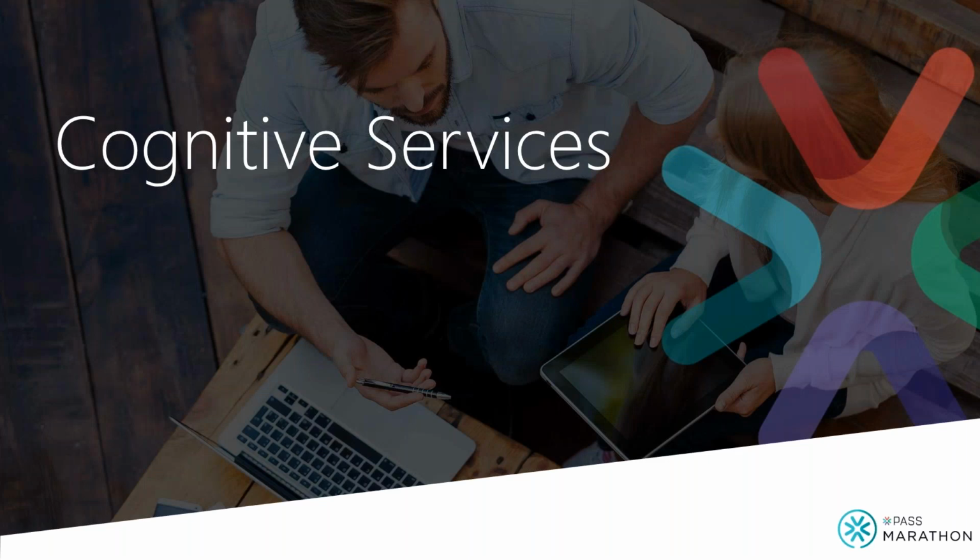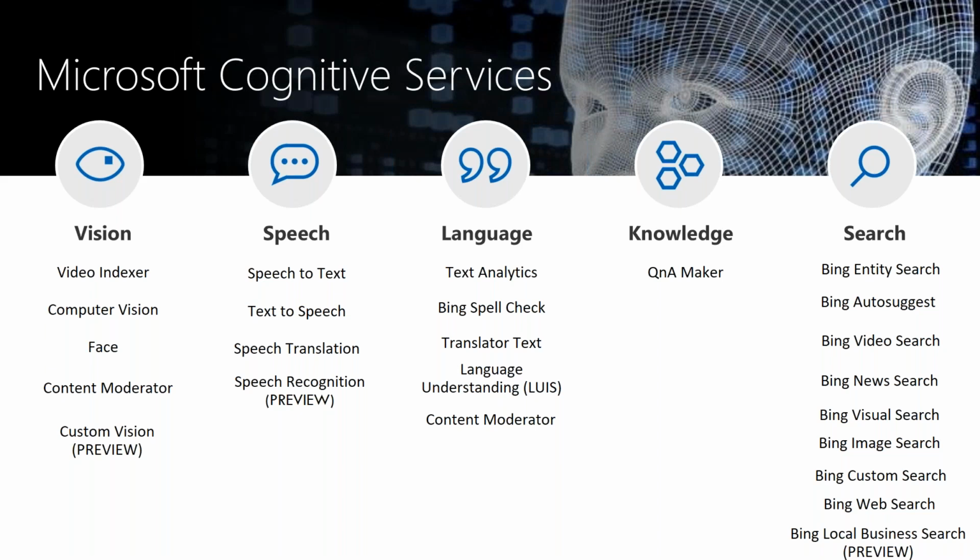So let us briefly look at an introduction to cognitive services. Microsoft Cognitive Services are a catalog of APIs, categorized under different categories like vision, speech, language, knowledge, and search. Under vision, you have the video indexer, computer vision, and the face API that allows you to recognize faces. You have content moderator, so if you want to moderate content and detect words that are not acceptable, you can use that. You have the custom vision API, and the computer vision API. There are some variations between them, so I will talk about that when we delve deeper into the computer vision API.